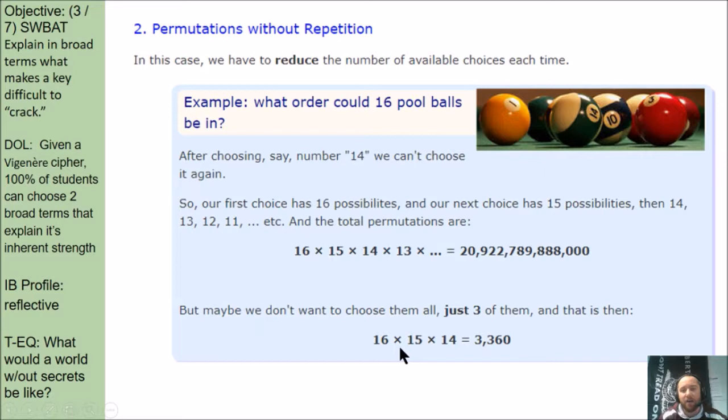So if I have 16 pool balls and I'm going to choose 3 of them and put those 3 in some sort of order. Well, once I've made one choice, now I only have 15 other choices, and then at making another choice, I'm down to 14. So essentially I have 3,360 possible orderings that I can do.